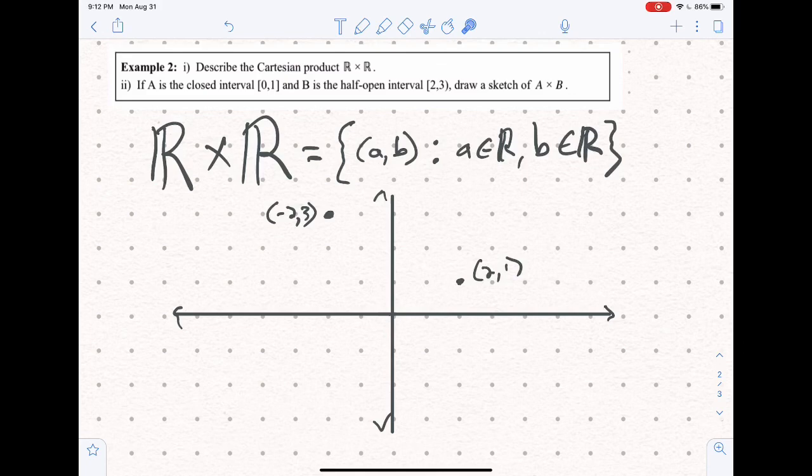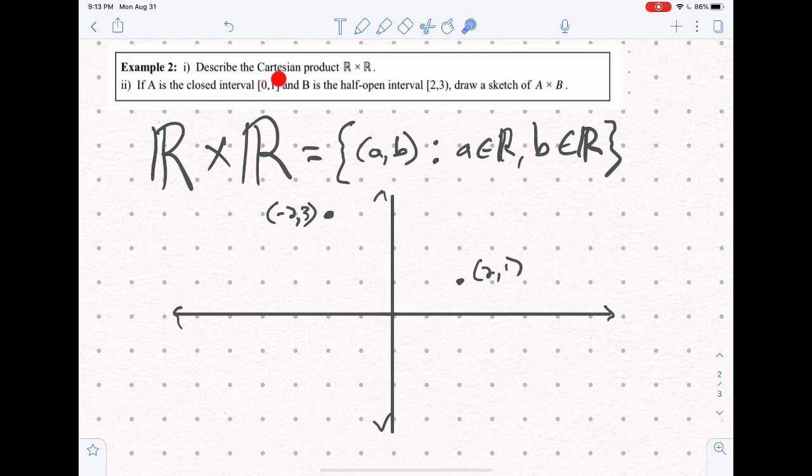If A is the closed interval [0, 1], and B is the half-open interval [2, 3), draw a sketch of A times B. Okay, so now we're dealing with something that is hopefully familiar, but we haven't talked about in this class, which is interval notation. When you're dealing with the real numbers, for example, this number line here, like the x number line, an interval goes between 0 and 1.